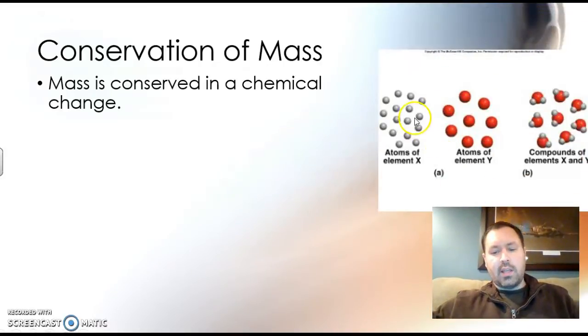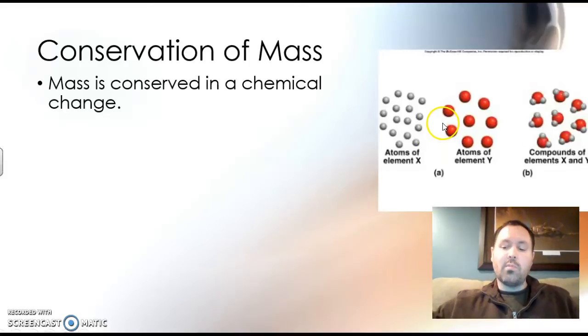So here's an example of the conservation of mass. Look at all the white dots that we have up here, which would be element X, and all the red dots over here, which would be element Y. We chemically combine them. Have we created something that has more mass than the original amount? No. So if we were to put all these compounds on a scale together, it would equal the mass of these elements together.